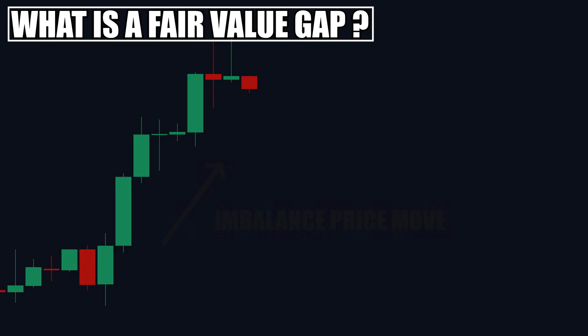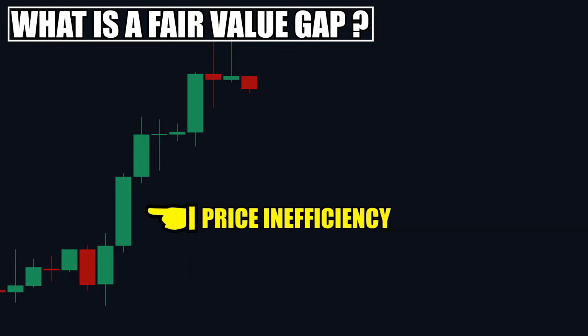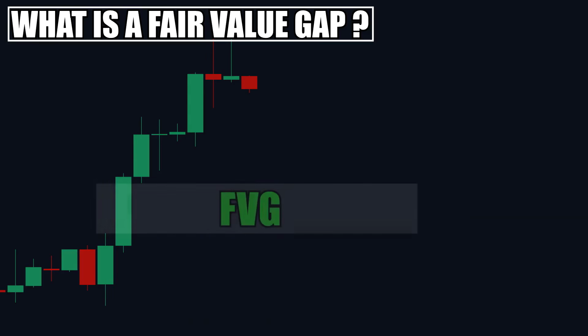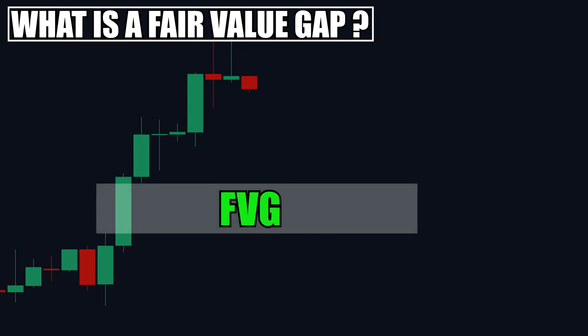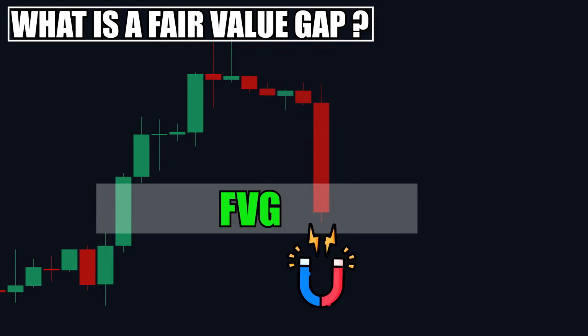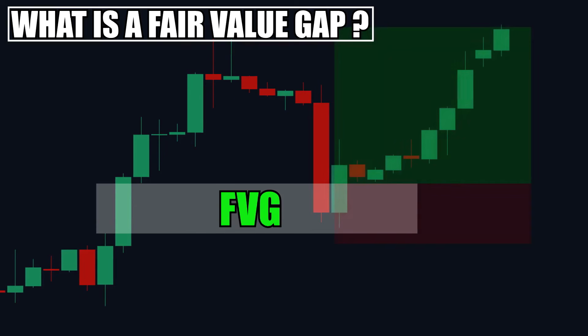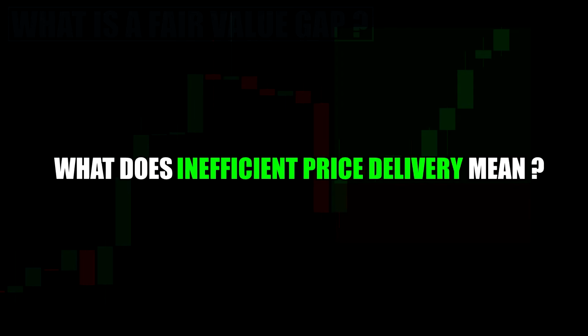These aggressive movements leave behind zones where liquidity was skipped, essentially price inefficiencies, which appear as gaps between candles. These gaps often act like magnets, drawing the price back to them over time. Because of this, FVGs are high probability areas for potential trade entries. Price often reacts after revisiting and rebalancing these levels. And before we go deeper, let's quickly review what inefficient price delivery actually means.